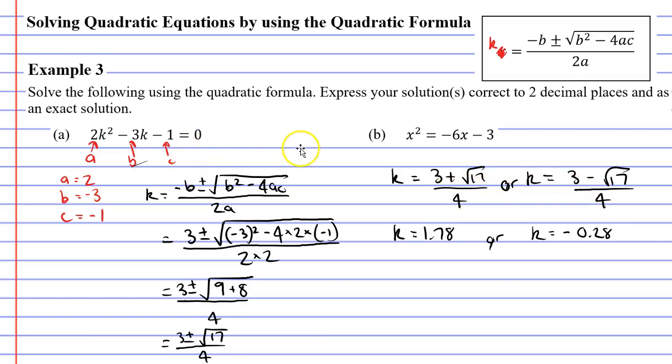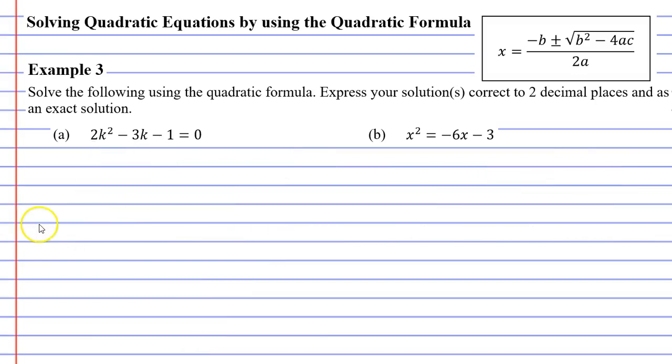Now you've probably noticed that I don't have enough room now for question B, so I'm going to start with a blank slate. Now for this to work, I need to have a quadratic expression on the left hand side, and it needs to equal 0 on the right hand side. So I need to do a little bit of rearranging first. I'll start by adding 6x on both sides, cancelling my minus 6x here. I now have x squared plus 6x on the left.